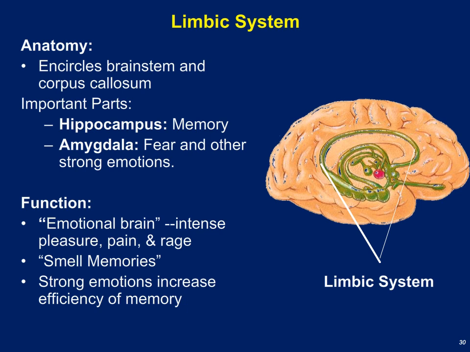And so essentially, our limbic system is the emotional brain. It helps to attach emotion to incoming stimulus. So things like intense pleasure, pain, and rage are all functions of our limbic system. The limbic system, along with the epithalamus, is also important in eliciting smell memories, which we'll talk about in a slide or two. Now, you might be wondering, why do we have emotions? Well, emotions are important for giving meaning to incoming sensory input. For example, if you watch a sad movie, emotions help you to internalize that information and realize that, oh gosh, somebody died.